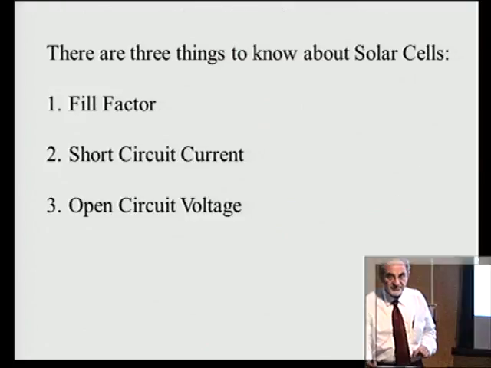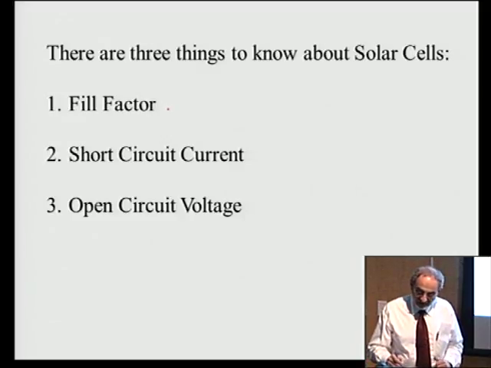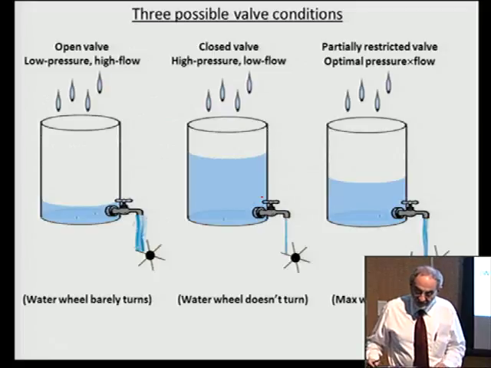So I will go a step further with that model. But first I'll let you know what's coming. The key things about a solar cell are listed here: the fill factor, the current, and the voltage. Okay, and I'll explain each of these, and then we'll be almost done.